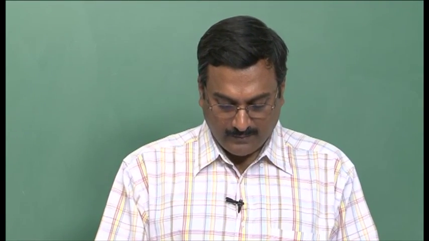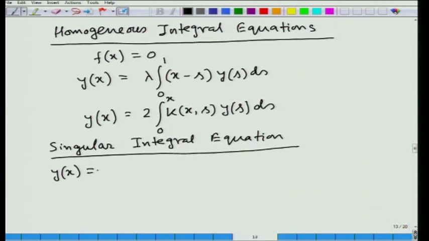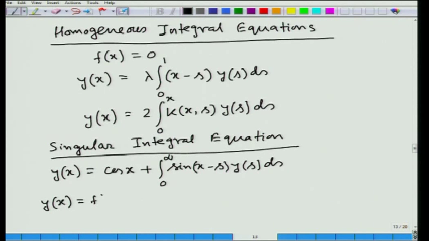We just consider a few examples of singular integral equations. y(x) = cos x plus integral 0 to infinity of sin(x minus s) y(s) ds. This is an example of a singular integral equation. Another one is y(x) = f(x) plus lambda integral minus infinity to plus infinity of e to the power minus (x minus s) y(s) ds. This is another singular integral equation. In the first one, the upper limit is infinite. In the second one, the lower limit and upper limit, both of them are infinite.